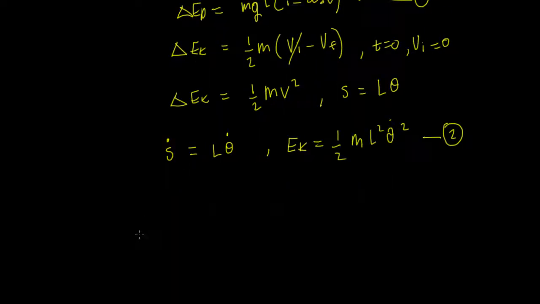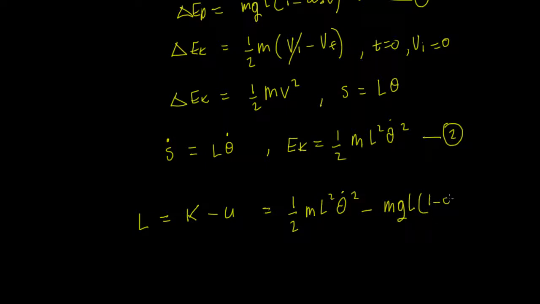So now we're going to use the Lagrange method. So we can say then that the Lagrangian is going to equal the kinetic energy minus the potential energy. In this instance it's going to equal a half m L squared theta dot squared minus the potential, which is mgL(1 minus cos of theta). Okay, so that's the Lagrangian that we're looking for.